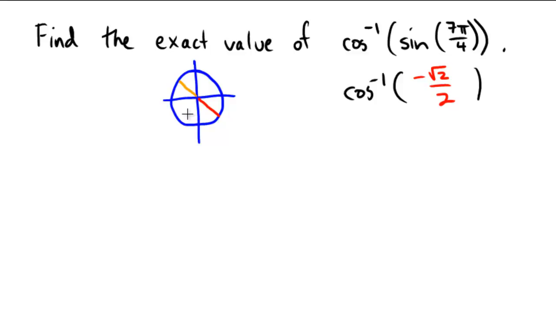We're going to take the one that's at the top in quadrant 2, and that angle of course would be 3 pi over 4. So the answer to the arc cosine of the sine of 7 pi over 4 is 3 pi over 4.